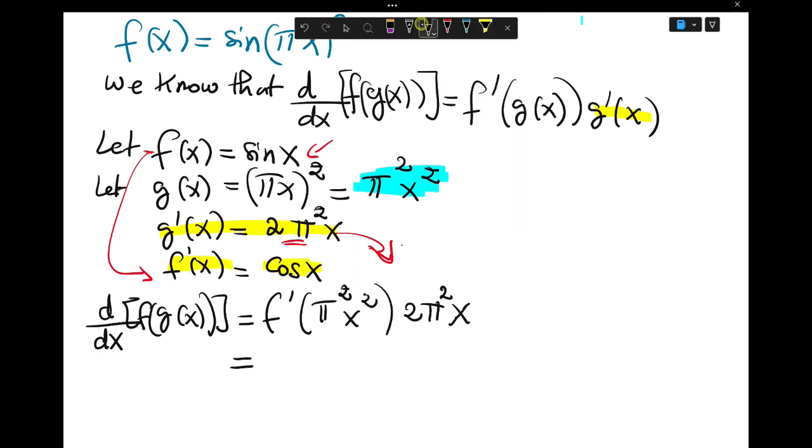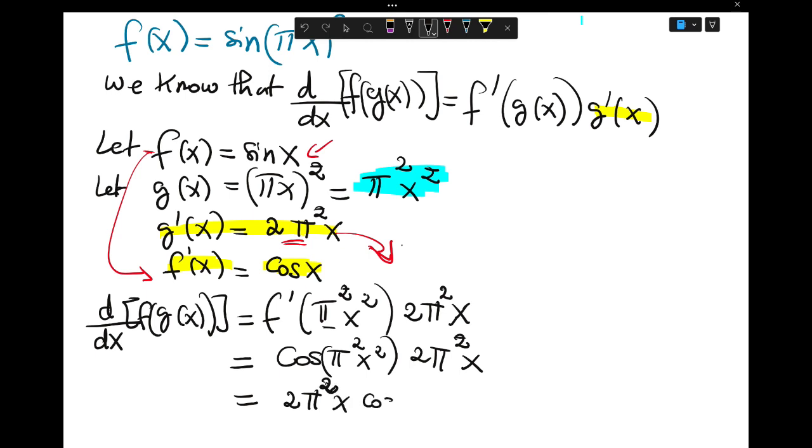So f prime would be cos of g(x), which is going to be cos of pi square x square times 2 pi square x. So the final result will be 2 pi square x cosine of pi square x square.